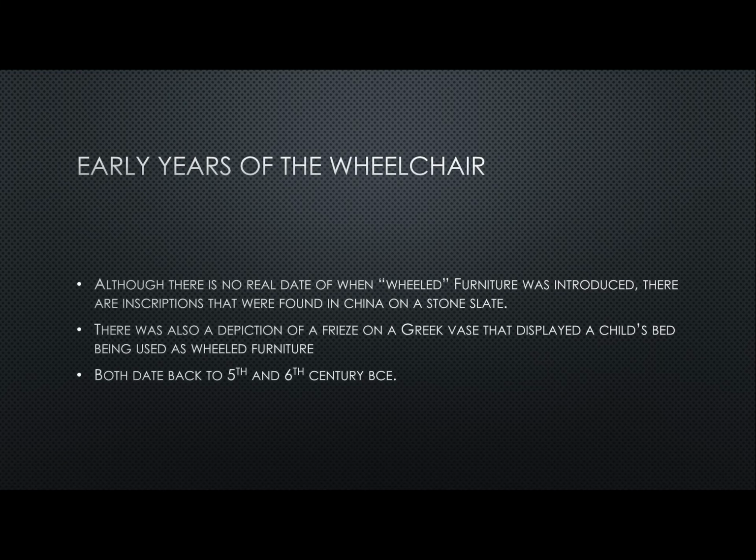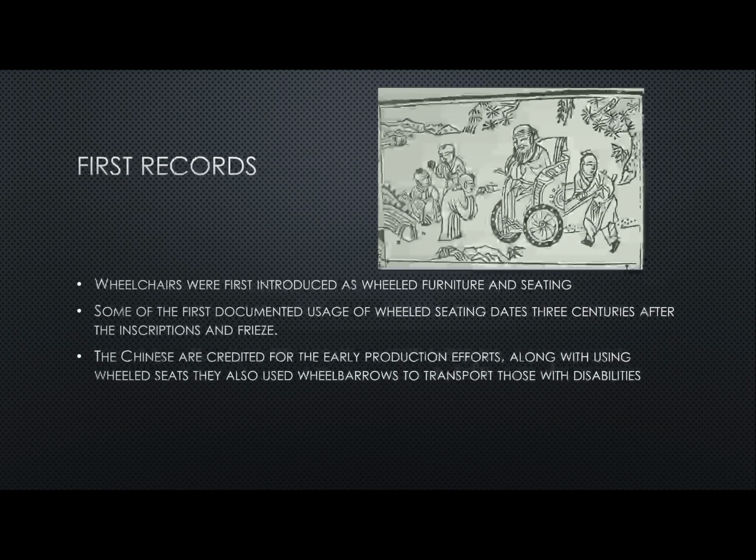So the early years, or the development of the wheelchair: there's no real date of when it was invented, but the first creations of wheelchairs and mobility were referred to as wheeled furniture. And there were inscriptions found in China on a stone slate that are assumed to show someone in this sort of wheeled furniture. There was also a depiction on a frieze on a Greek vase that displayed a child's bed being used as wheeled furniture, and they both date back to the 5th and 6th century BCE. So just some early uses of what this wheeled furniture was sort of used for.